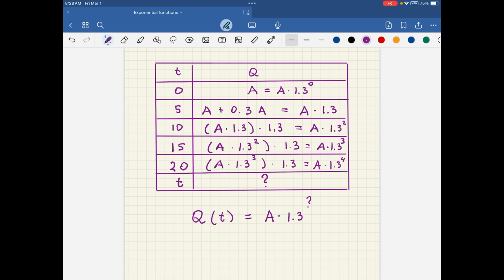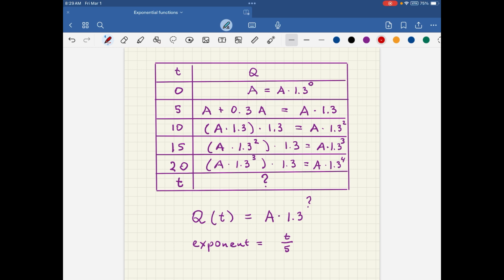When t equals 5, we have A times 1.3 raised to the power 1. When t equals 10, we have A times 1.3 raised to the power 2. When t equals 15, the exponent is 3. When t is 20, the exponent is 4. So now we can see from these calculations that the exponent in this formula has to be t divided by 5.